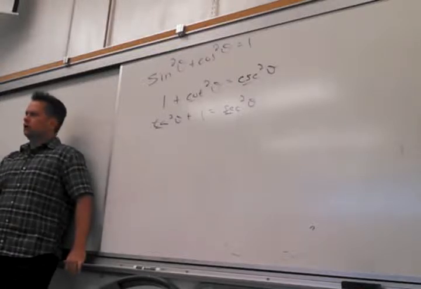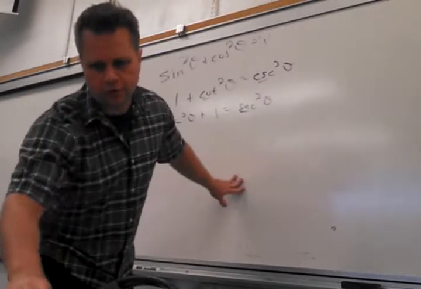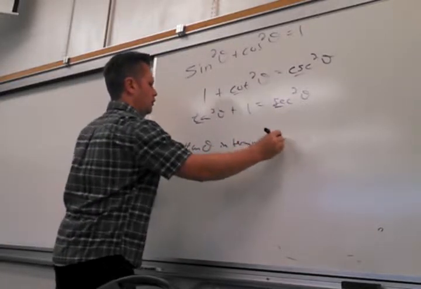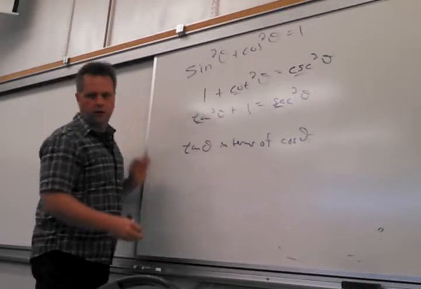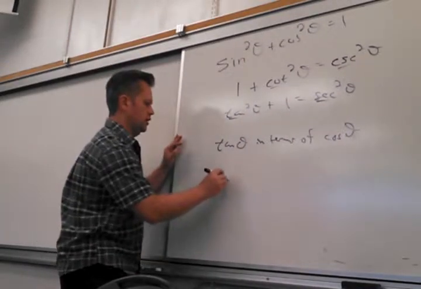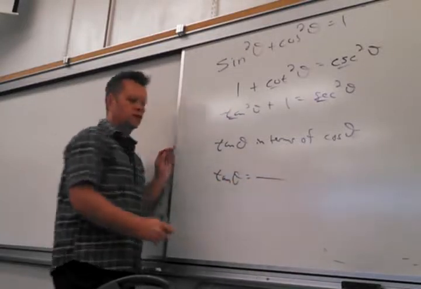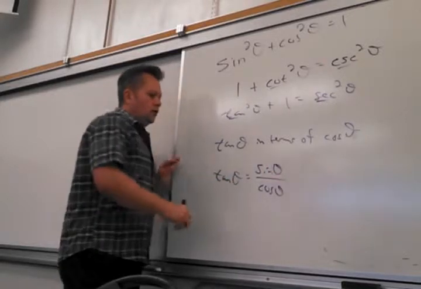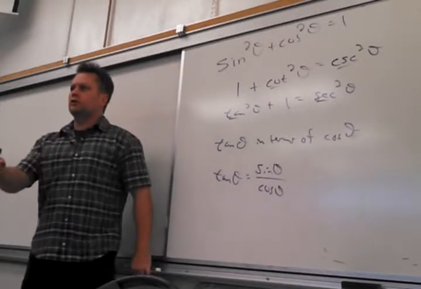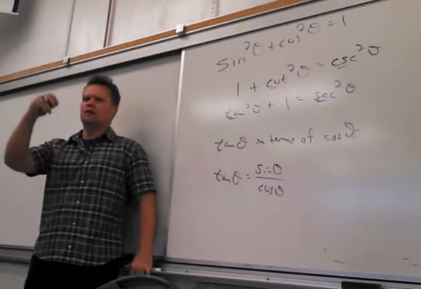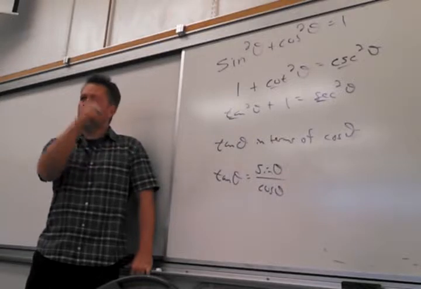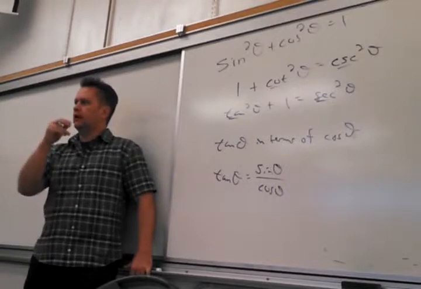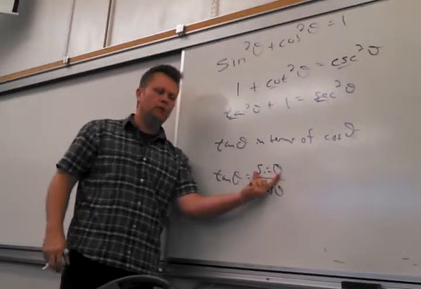All right. So when they ask you to write, for example, the first one says, write tangent theta in terms of cosine theta. What is tangent theta fundamentally? Sine over cosine. That's tangent theta. Is that tangent theta in terms of cosine? Not really. It's tangent theta in terms of sine and cosine. So what do you want to get rid of or replace? Sine. I don't want sine in there. It says in terms of cosine only, not in terms of sine and cosine. So what can I replace sine with in terms of cosine?